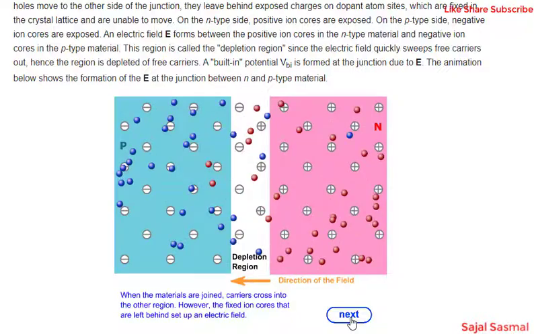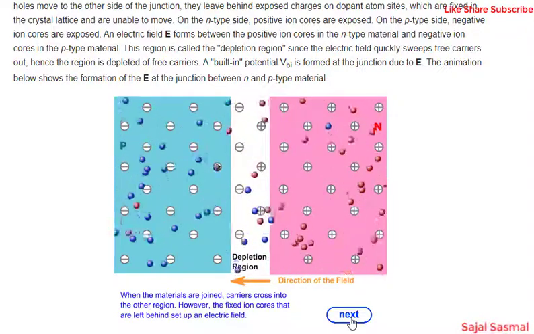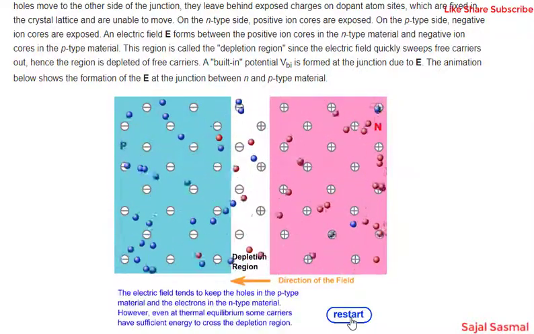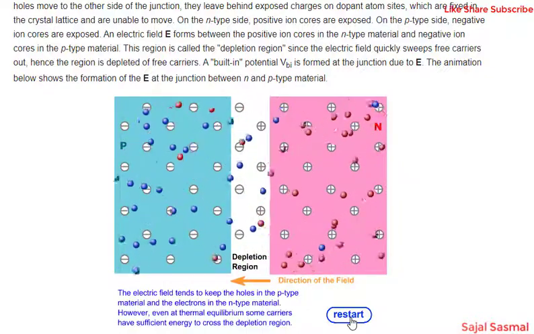A built-in potential VBI is formed at the junction due to E. The animation below shows the formation of the E at the junction between N and P-type material.